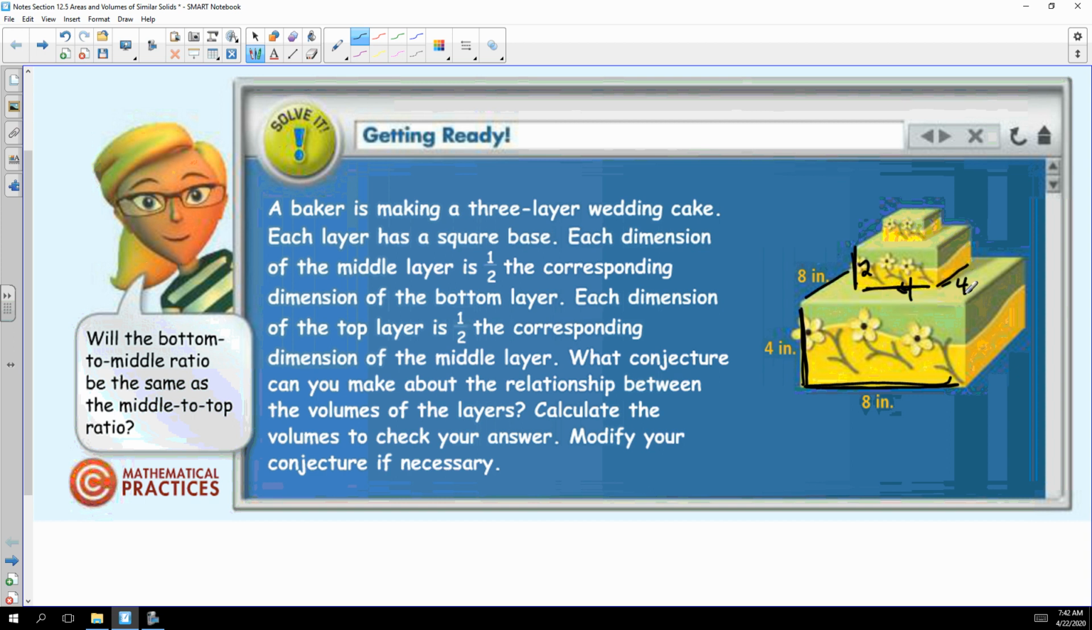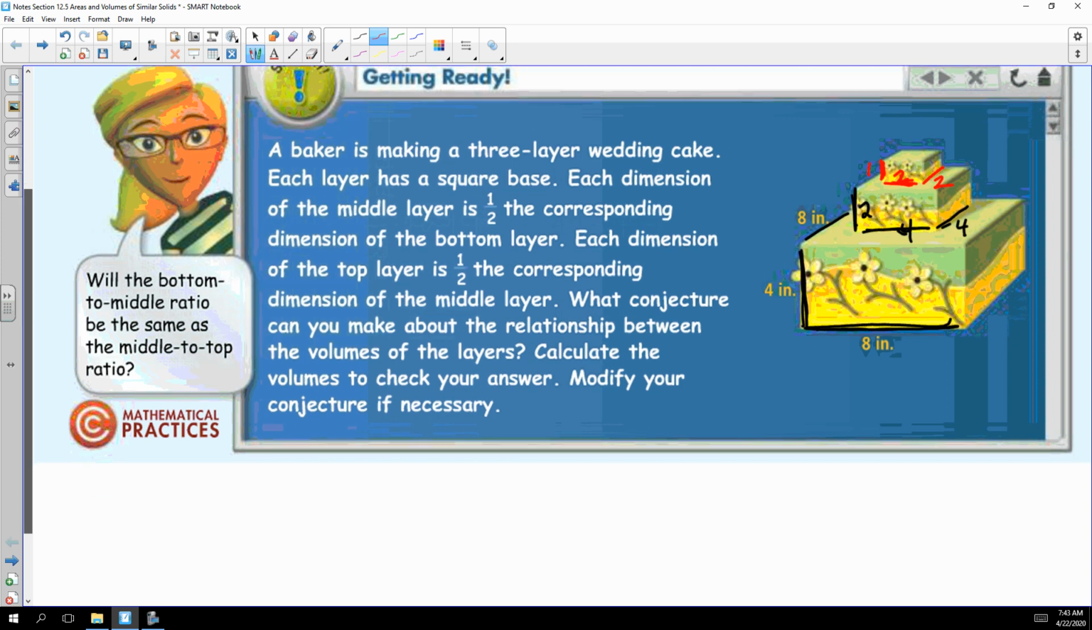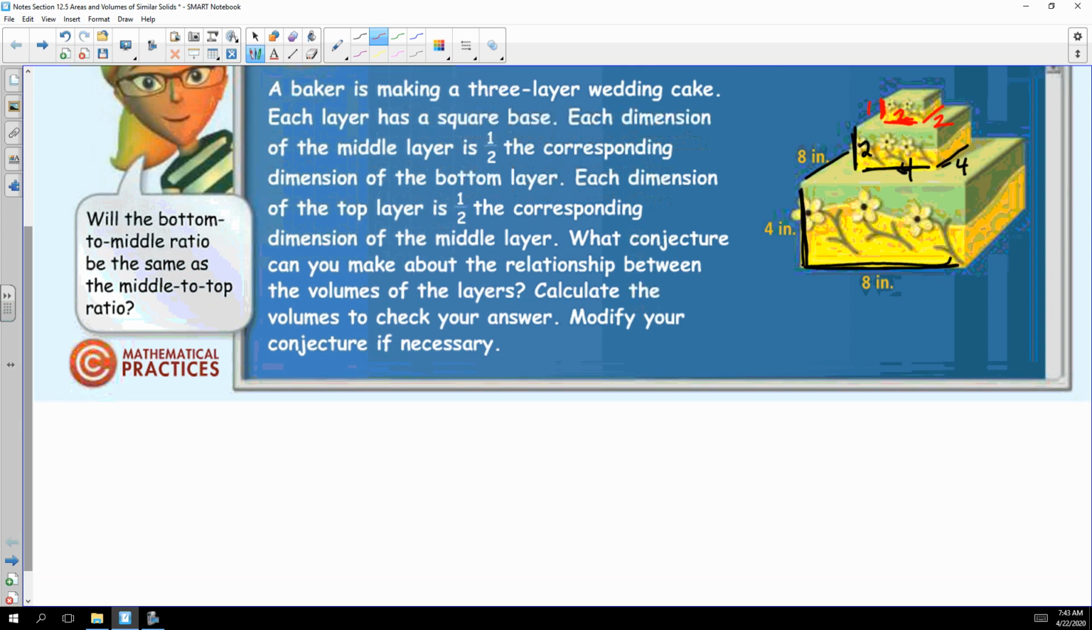And then we'll also do the top layer. So if this dimension is 2 in the middle layer, that means that the height of that top layer must be 1 inch. And then for the square base, that must be 2, and 2 for this dimension as well. Okay, so we want to compare. We want to calculate the volume, and make a conjecture about the relationship between the volumes of the layers. And that's what we're going to start off with.